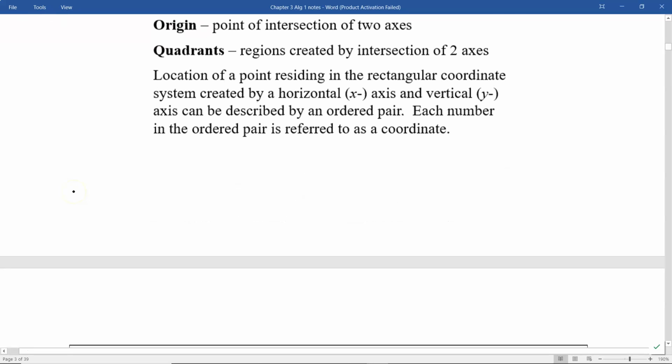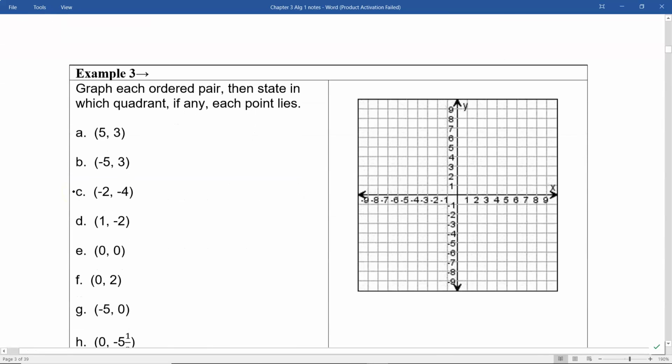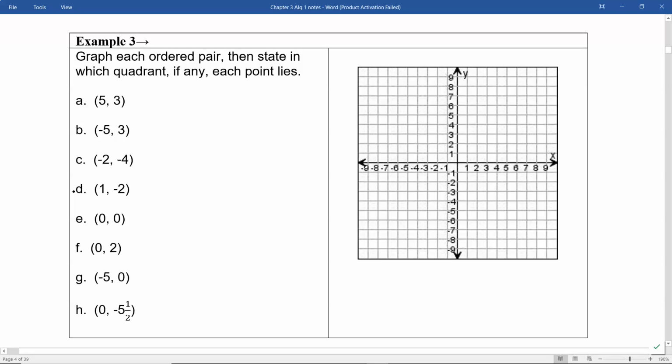All right. So let's move on to an example with this. So let's say we wanted to graph each ordered pair and state which quadrant each point lies in. So here, let's just jump right into it. So the first point we have is 5, 3. So remember, we're going to move the x first, then the y. So we go 5 on the x. 1, 2, 3, 4, 5. Then we go 3 on the y. So 1, 2, 3. So this point right here will be our A point.